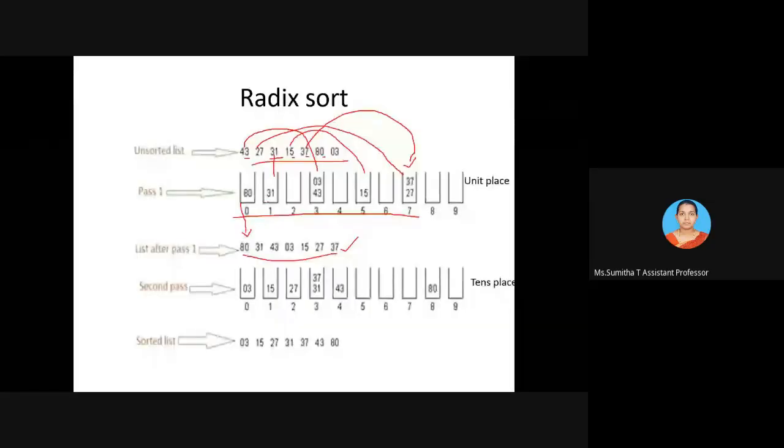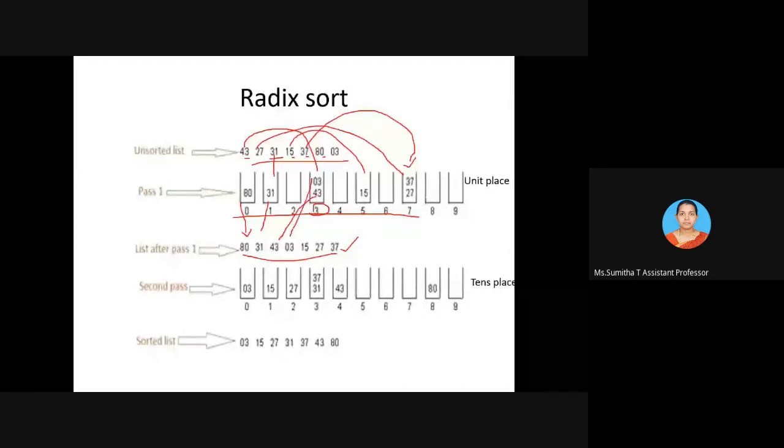For the elements, see how they are after the pass one. We have to just write the elements from the bucket. Okay, we have to first see the zeroth bucket. Here the element is 80, so I just keep the element here. And 31. In the second bucket we don't have any elements, so just skip that. And in the case of the third bucket, we have two elements, in the order which they were inserted, like that only we can pop out. Okay, so 43 first and 03.